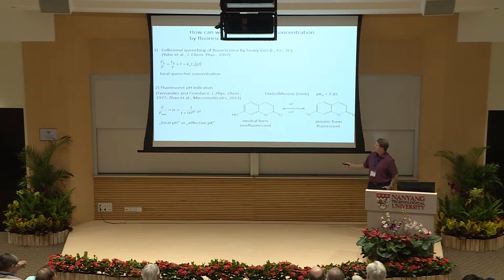So as an example that we actually used in this study is the dissociation of umbelliferone, which is a weak acid with a dissociation constant of 7.85. The neutral form of the probe is non-fluorescent, and if it undergoes dissociation, the anionic form emits nice blue fluorescence.